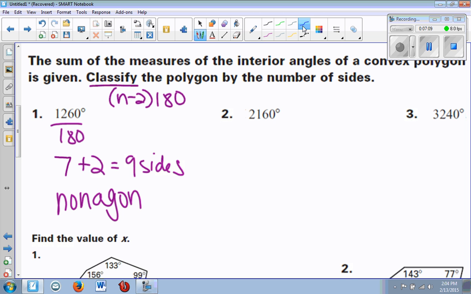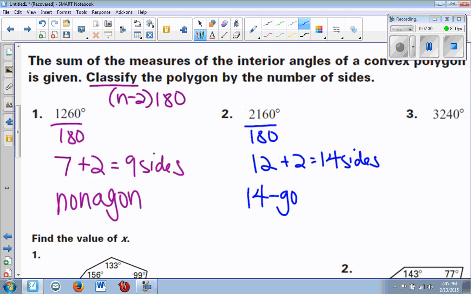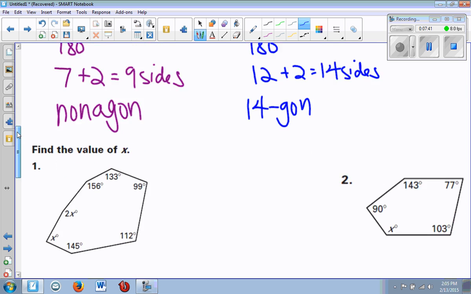The next problem, we're going to do the exact same two steps. First, divide by 180. So if we divide by 180, 2160 divided by 180 gives us 12. Again, we have to add 2 to that to get 14 sides. 14 sides, its specific name is called just a 14-gon. There are no fancy names like pentagon, hexagon, and so on once you get past 12 sides. We're going to skip the third problem and move down.